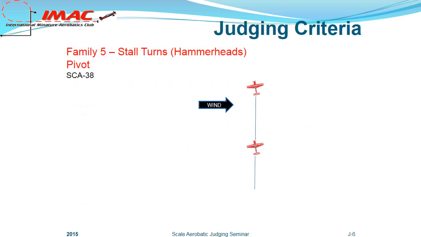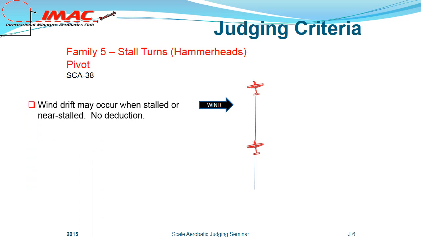Let's turn our focus to the pivot portion of the stall turn. The first thing to consider is wind drift. Wind drift may occur while the aircraft is in a stalled or near stalled condition. Any drift at this time is not downgraded. It's likely, depending upon the wind speed and direction, that the downline will be displaced downwind from the upline. Once the pivot is complete, the new reference point for the vertical downline is established.